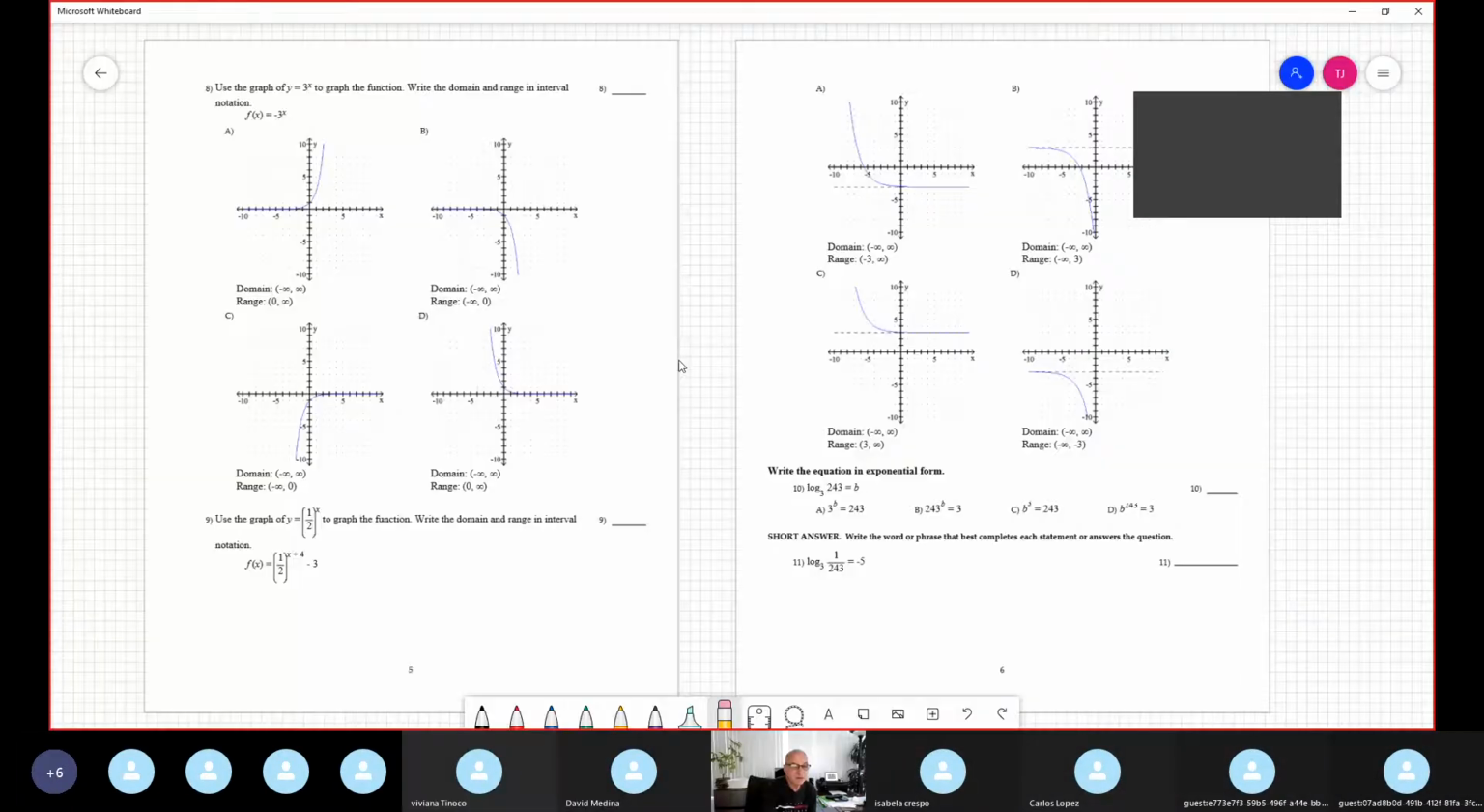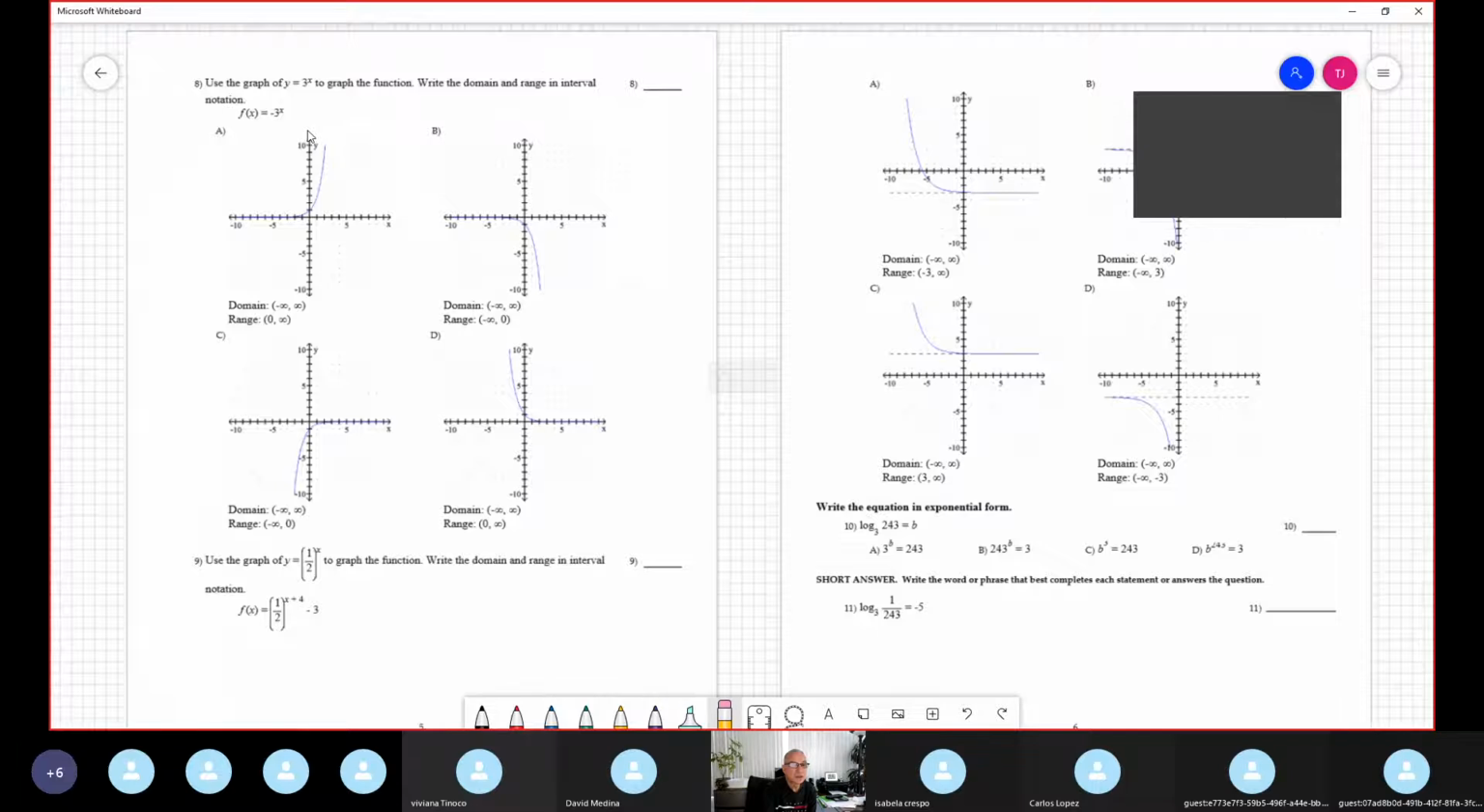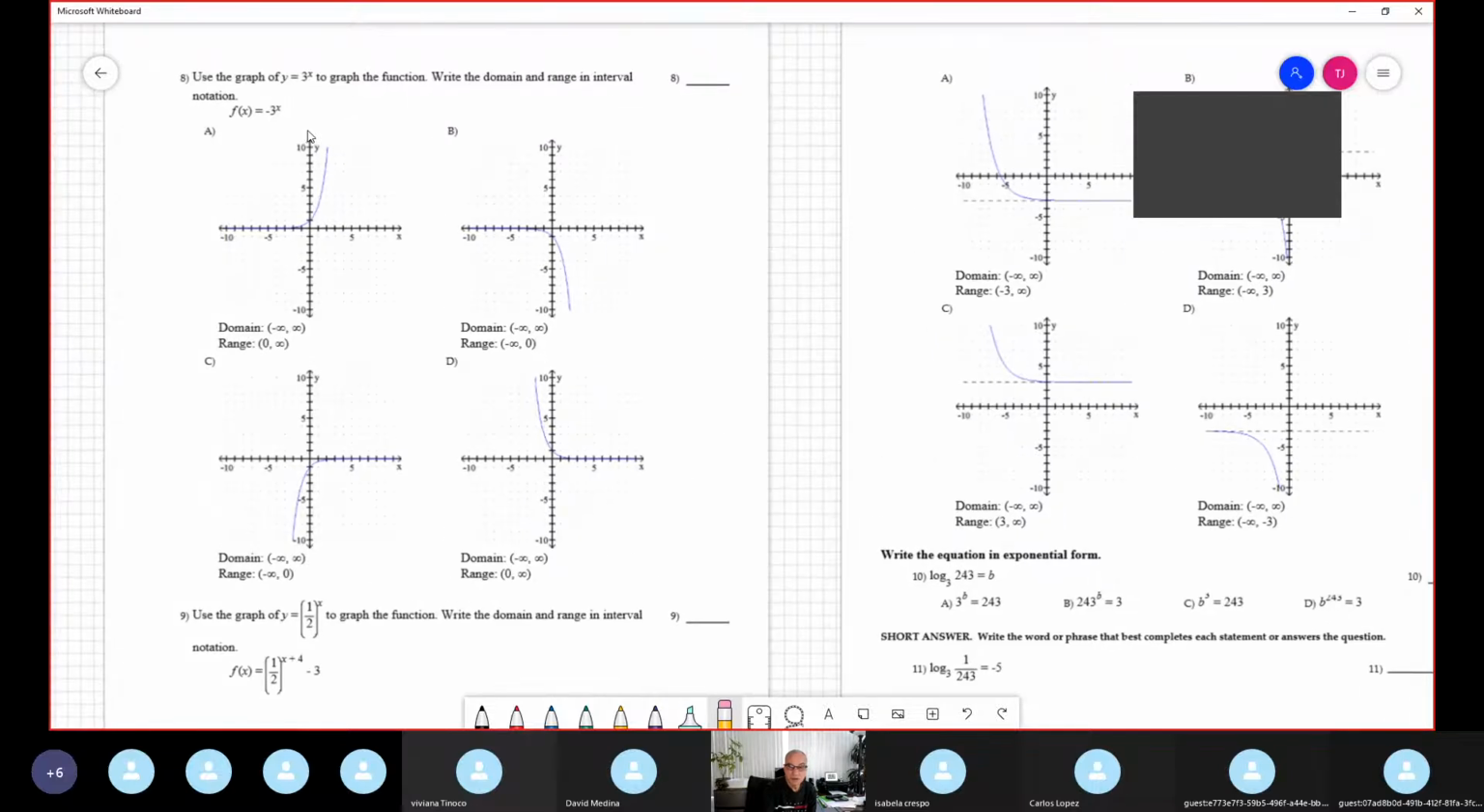Okay, number 8 is, well, it's exponential. The base is 3. That means this exponential is growth. However, we have a minus in the front, and the minus in the front indicates a reflection, but a reflection with respect to the x-axis. Therefore, the exponential is down.